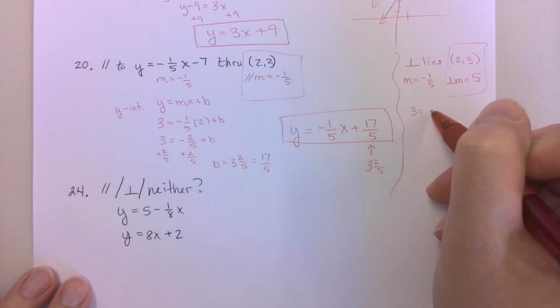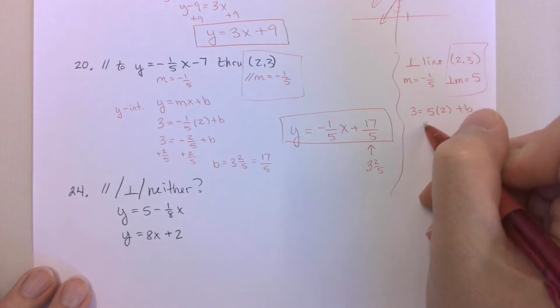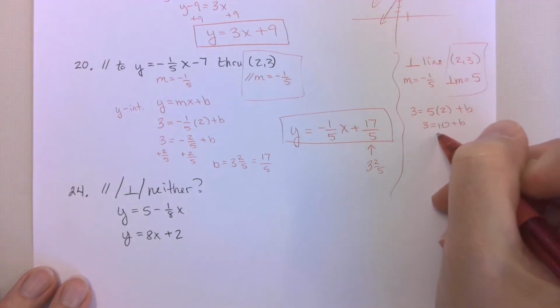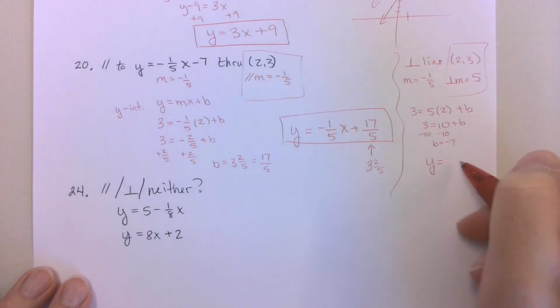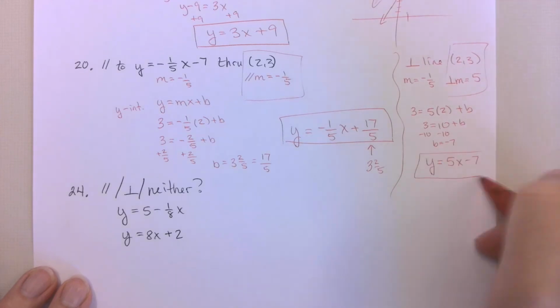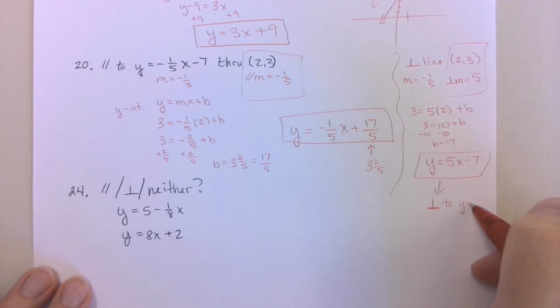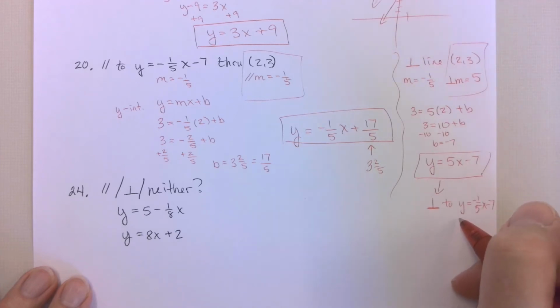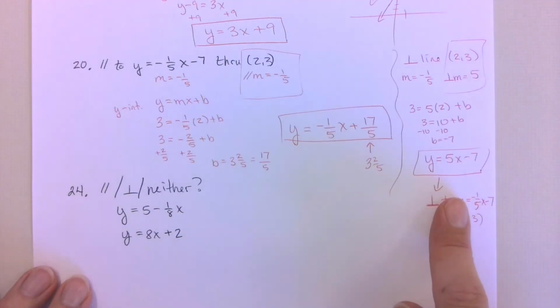It'd be 3 equals a slope of now 5 times x is 2 plus b. And so now that we've got that, we would solve and get b equals negative 7. So if it was perpendicular through that point, it would have a slope of 5 times x and then minus 7. So this would be a line that is perpendicular to y equals negative 1/5 x minus 7 through the point 2, 3. And it's just a coincidence that they have the same y-intercept. That means they intersect there. Okay, so your problem was just parallel. I just want to show an example with perpendicular.